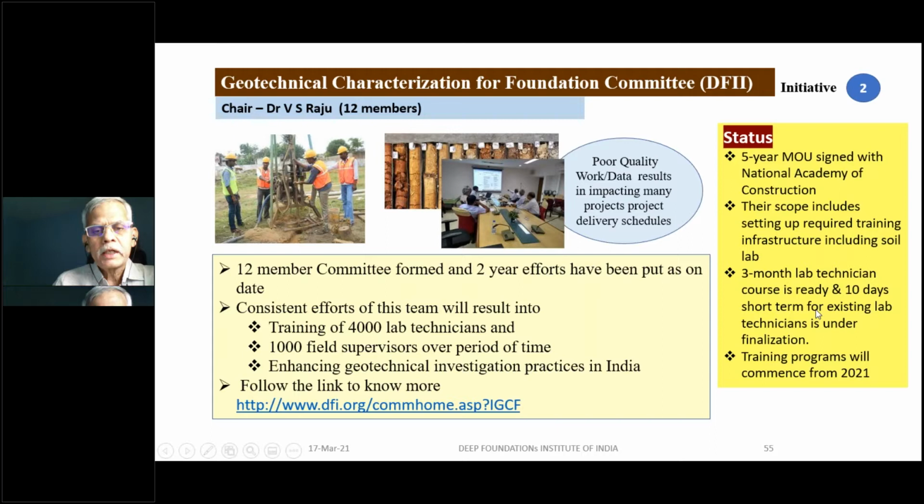So we also have a goal to work with major owners to implement good tender practices for deployment of good geotechnical agencies, well trained to provide desirable performance. The current status is that we signed a 5-year MOU with the National Academy of Construction, who will set up an NABL accredited lab and provide necessary infrastructure for implementation of the skill program. The 3-month training program course material is ready for lab technicians, and these programs will commence from 2021 onwards.